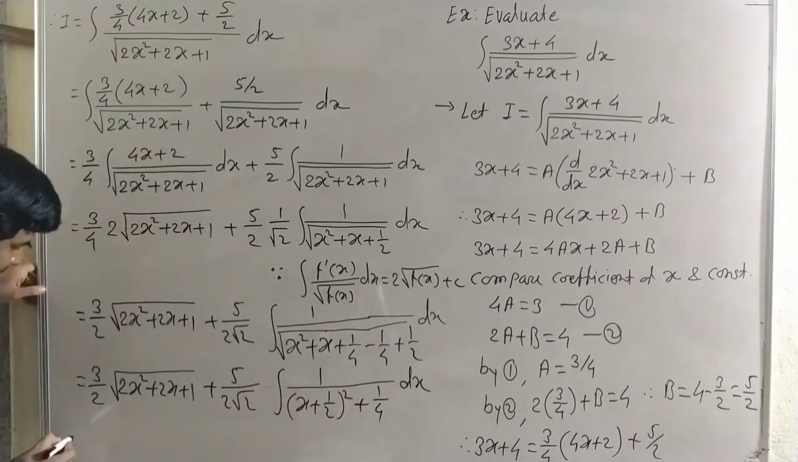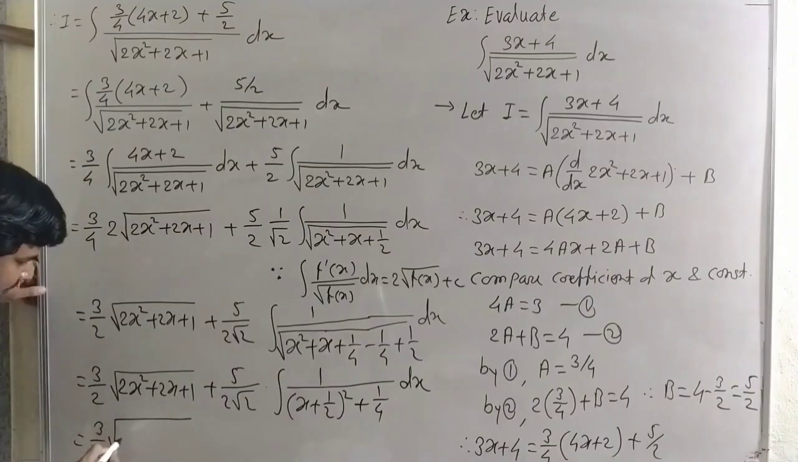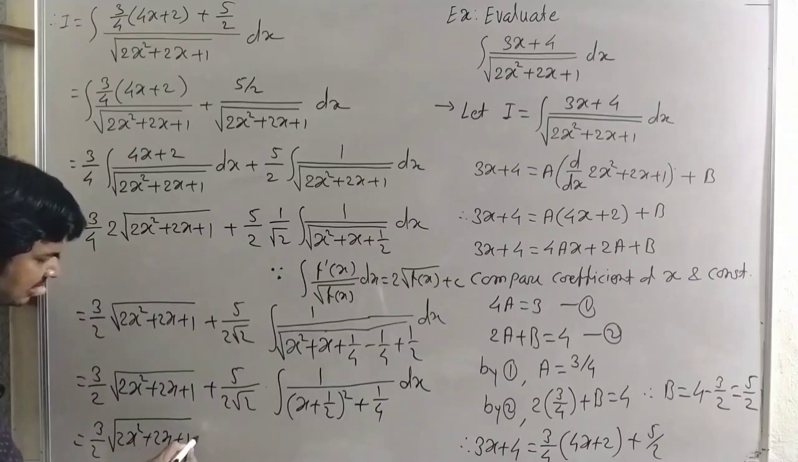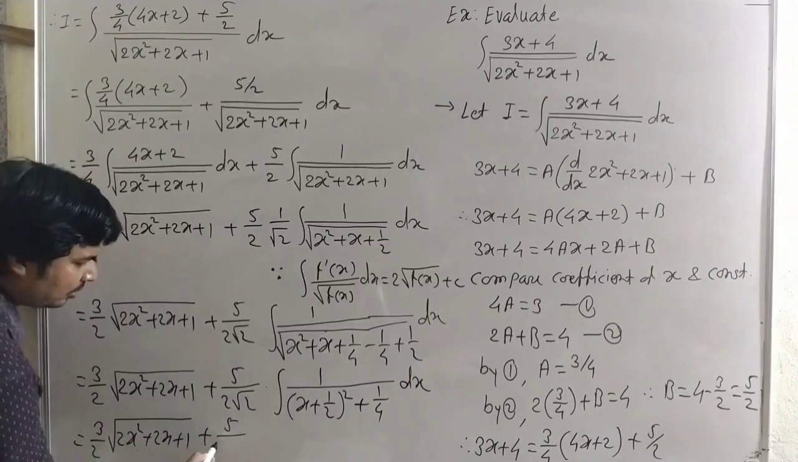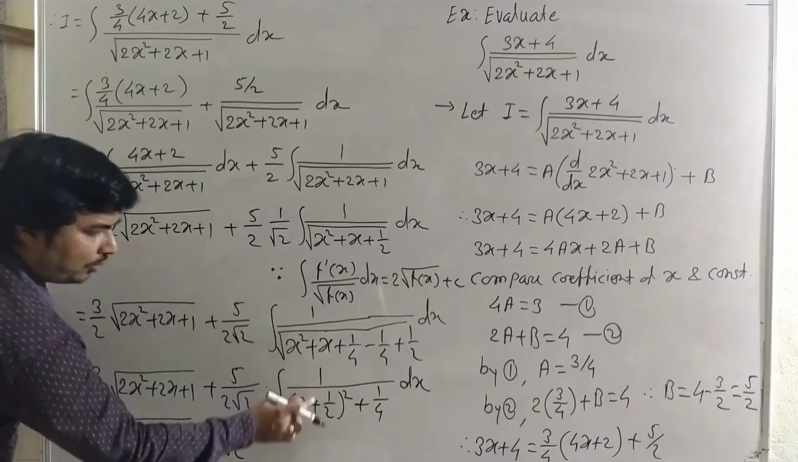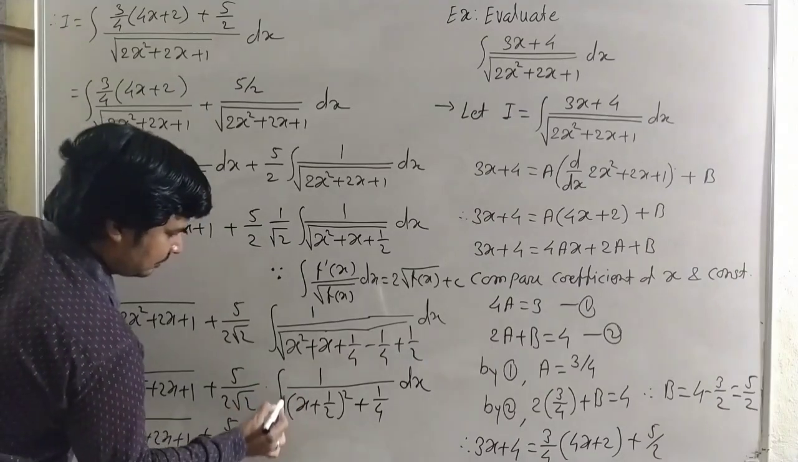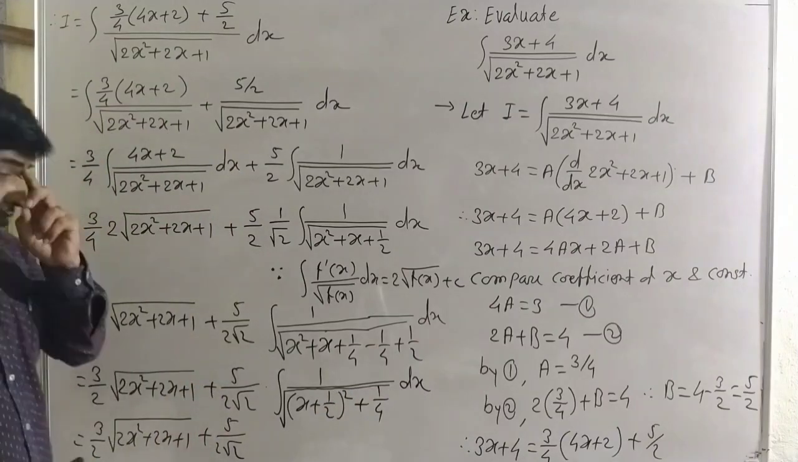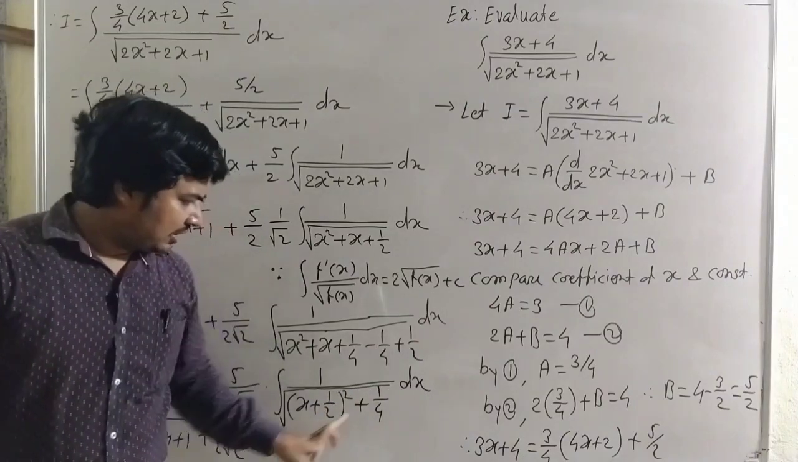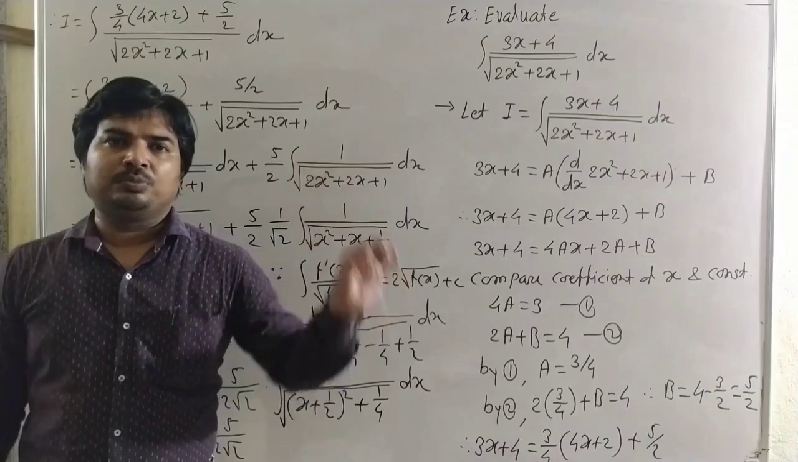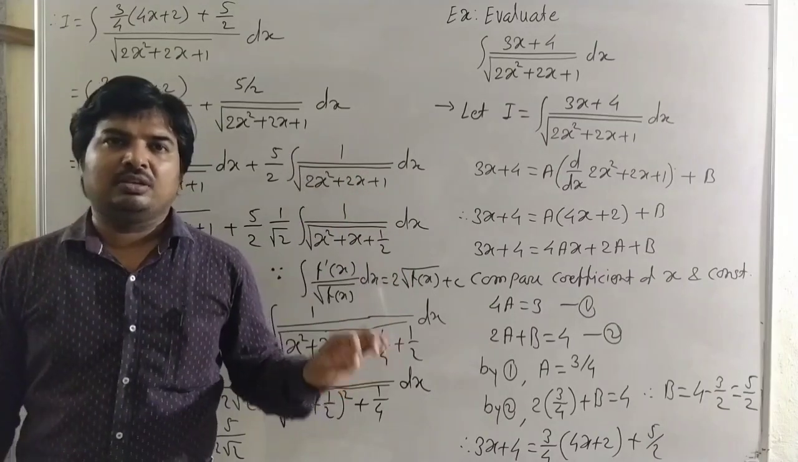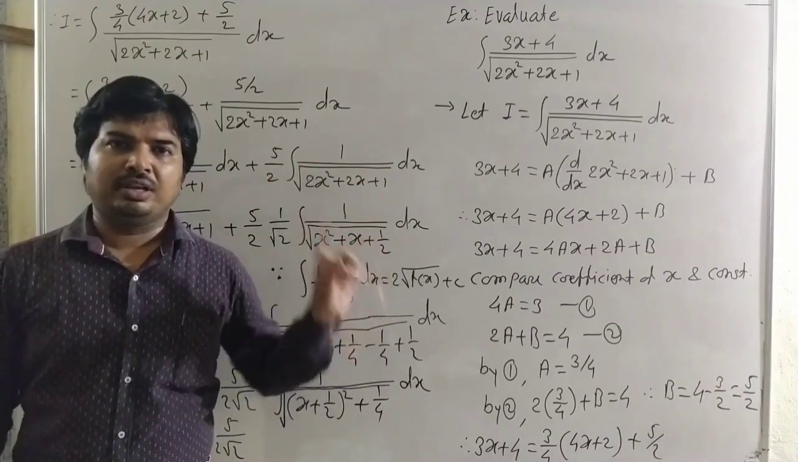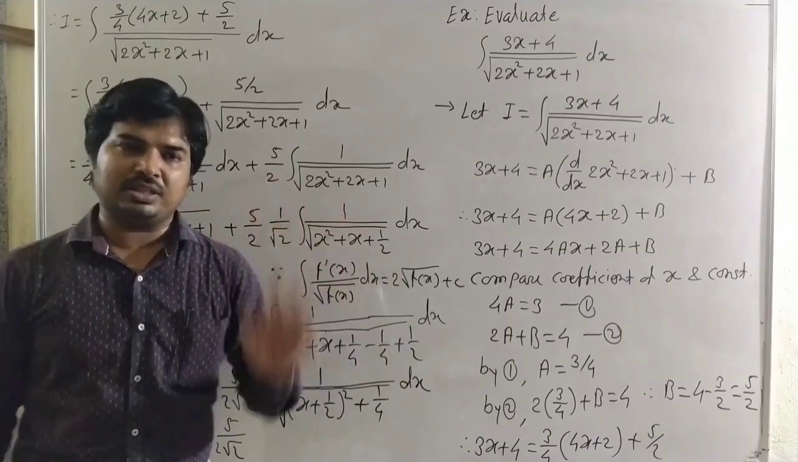Now we can use here 3/2 under root 2x square plus 2x plus 1 as it is, plus 5 upon 2 under root 2, then 1 upon under root x square plus a square. It is x square and a square. 1 upon under root x square plus a square, the formula is log of x plus under root x square plus a square.